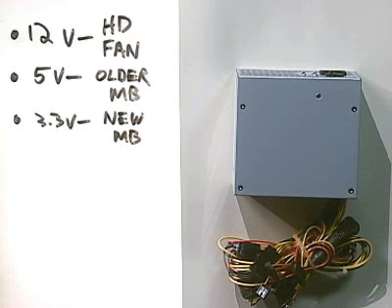The 12 volt current is used by electric motors inside your PC system, such as your hard drive, such as your fan, etc. The 5 volt current is used by older motherboards. Newer motherboards use the 3.3 volt current.